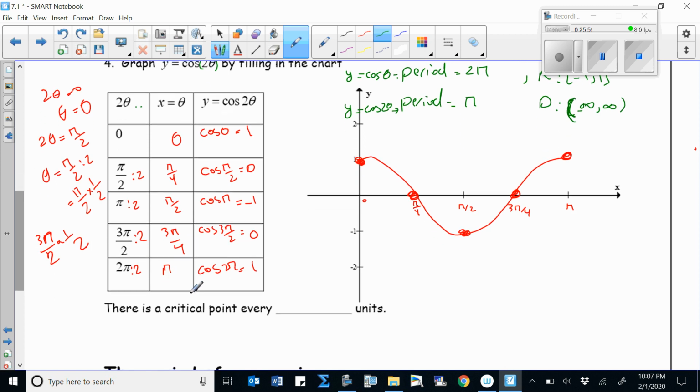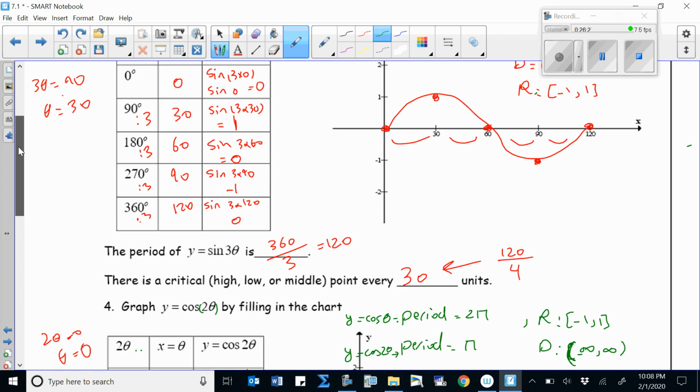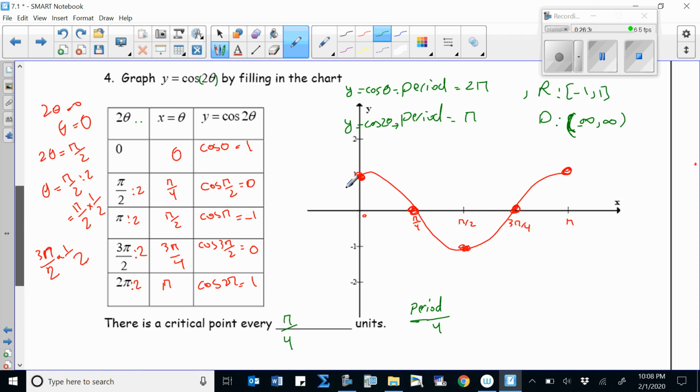Now we can say there is a critical point happening every pi over 4 units. How did we get that? If we take the period of the function and divide that by 4, then we can find the distance between critical points. That is from here. We said critical points: period divided by 4. So we do the same thing, and here there is a critical point every pi over 4, which is the period of this new function, pi, divided by 4. That will be pi over 4.